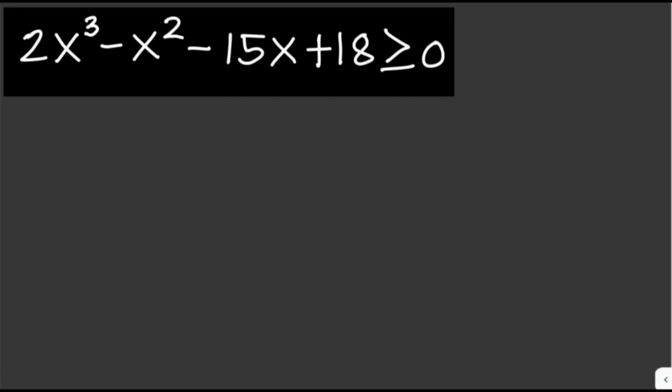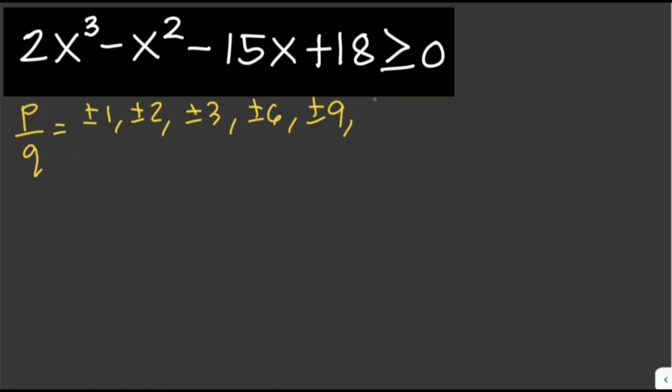We look for the factors of the last term and the factors of the leading coefficient. The possible zeros will be p over q. Factors of 18 are 1, 2, 3, 6, 9, 18. And then factors of the leading coefficient are 1 and 2. So we look for one possible zero here, and then we can use synthetic division to solve for the rest of the zeros.